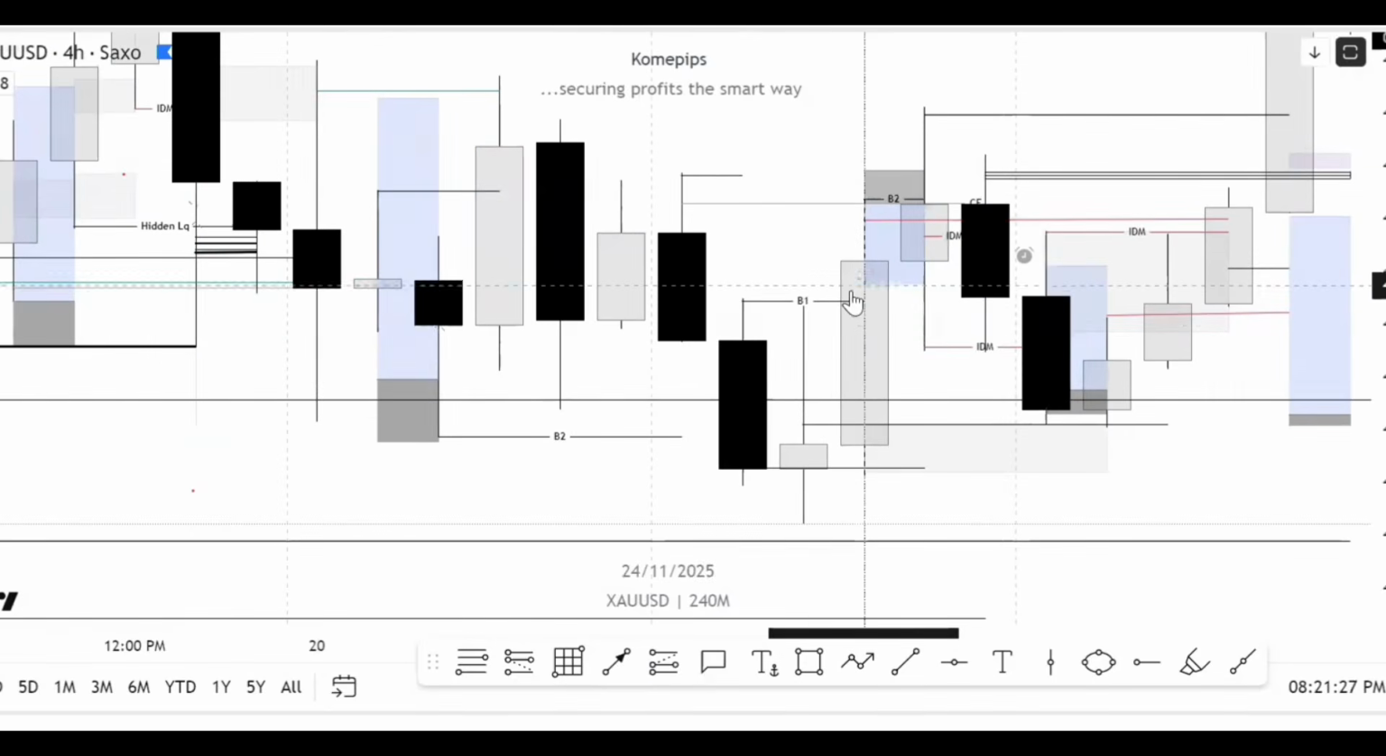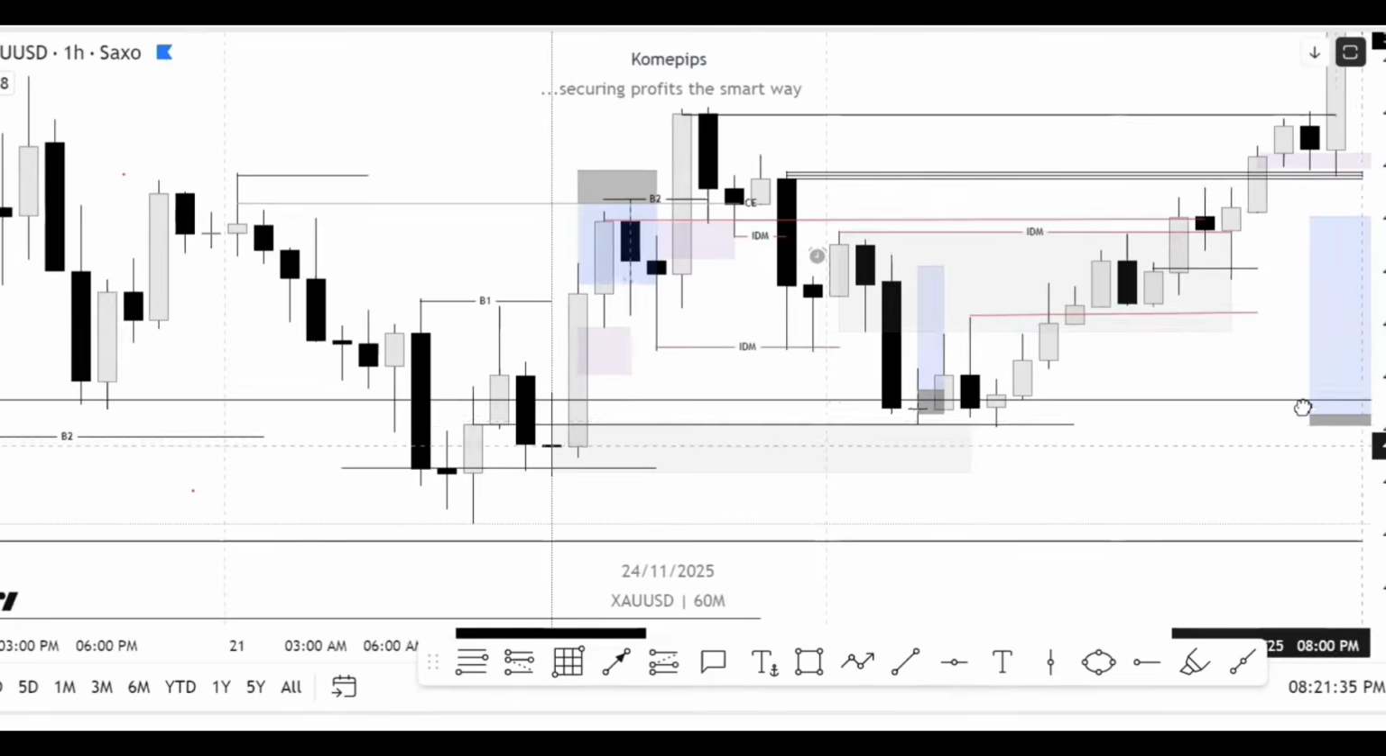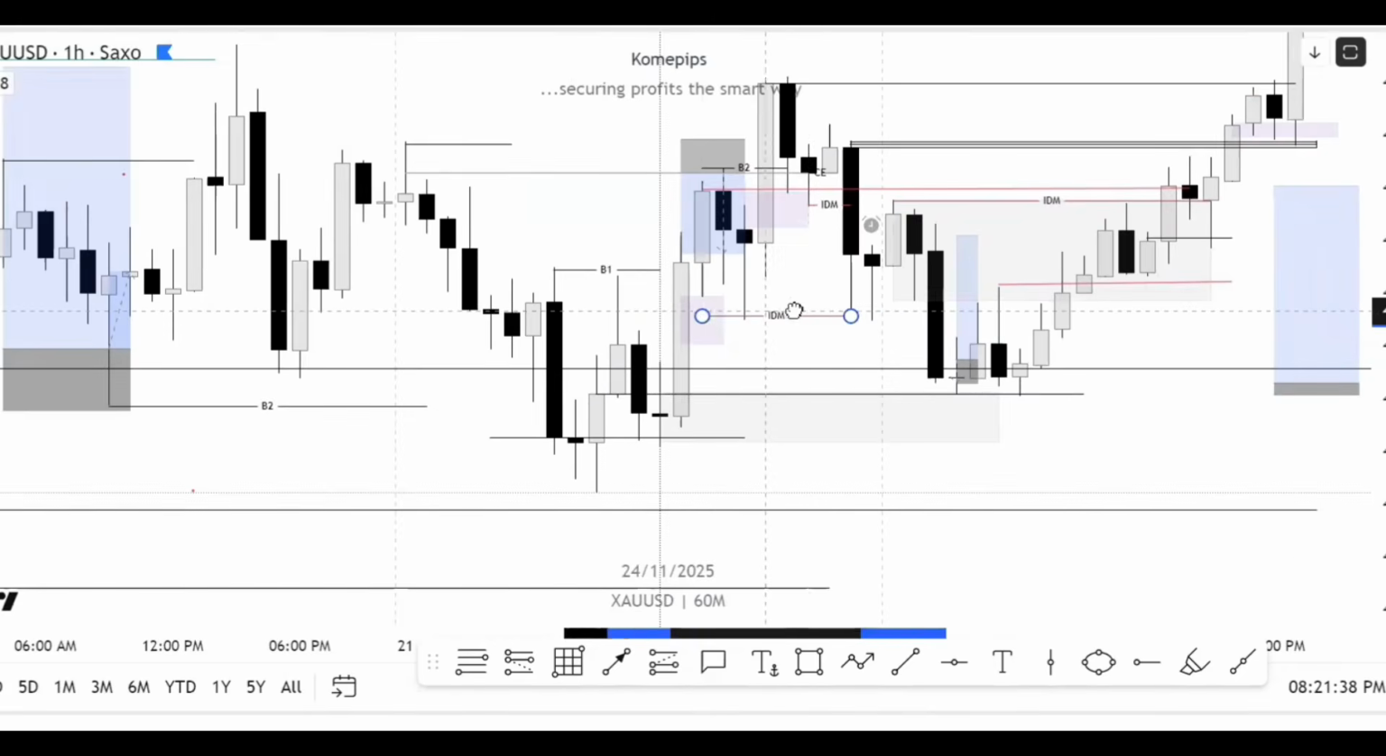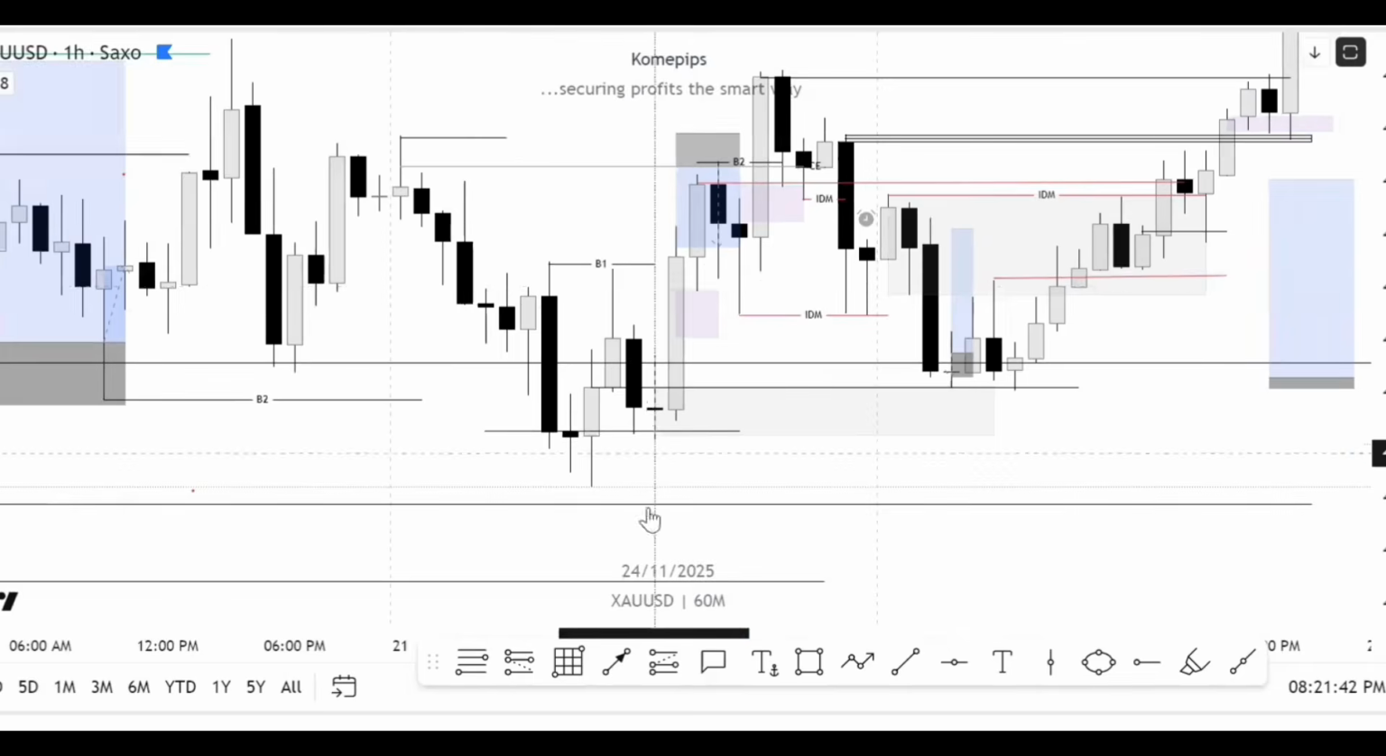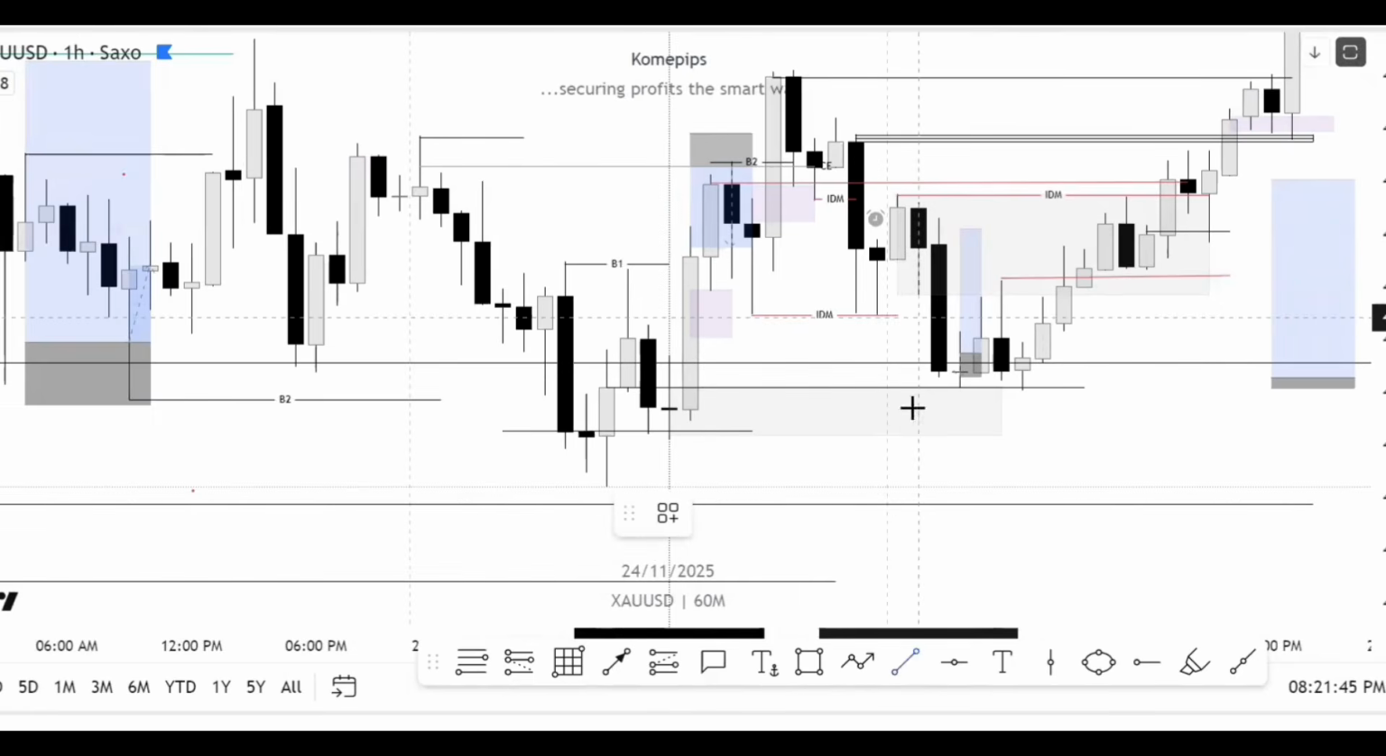So okay, you want to look for your entry in any of these zones. Remember, it's 1 hour zone, 4 hour zone, right? But this was a 1 hour inducement. So you can potentially do what? Go to 4 hours to look for your entry.